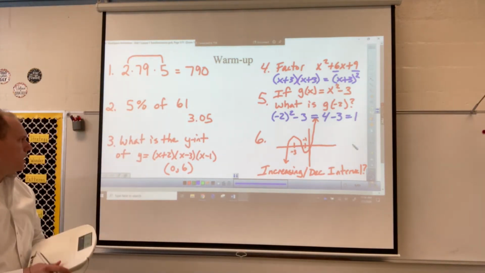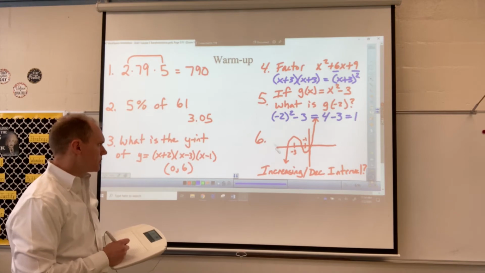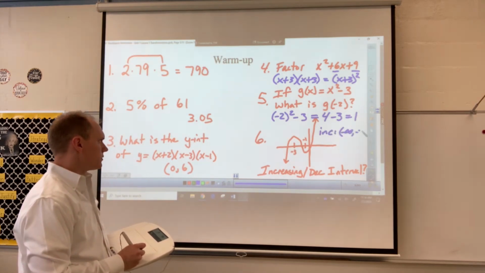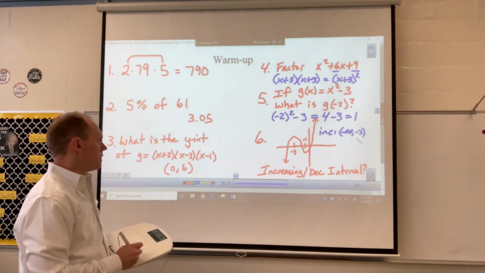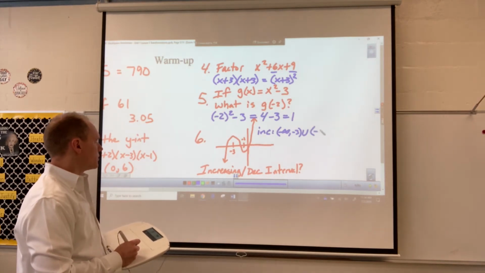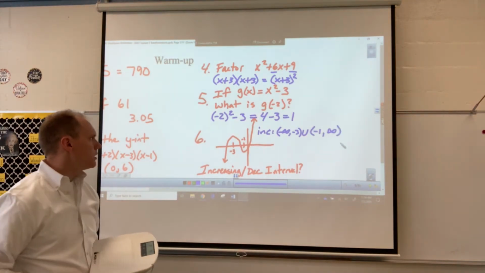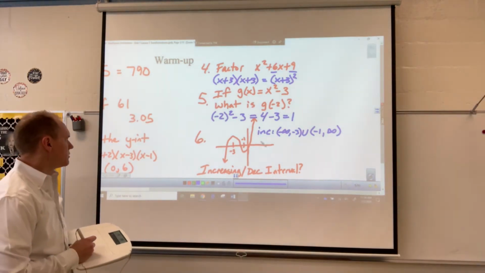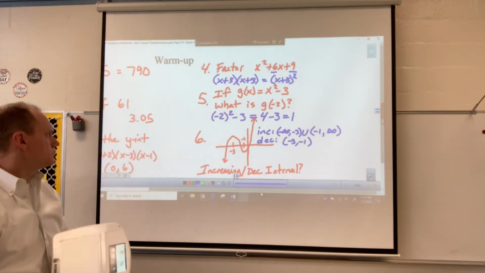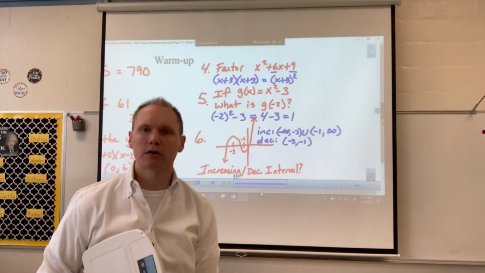All right, number 6, increasing and decreasing intervals. I know this is kind of a rough sketch here, but our increasing would be so we'd increase from -infinity to -3 union. And we're going to increase from -1 to infinity as well. So that's our increasing interval. Decreasing would be decreasing in between -3 and -1. So hopefully that gives you some extra practice on that.